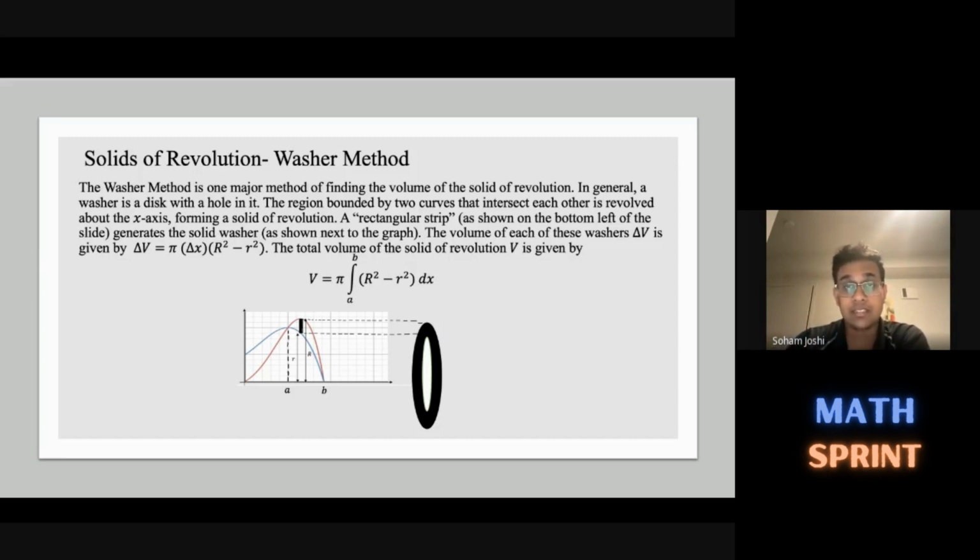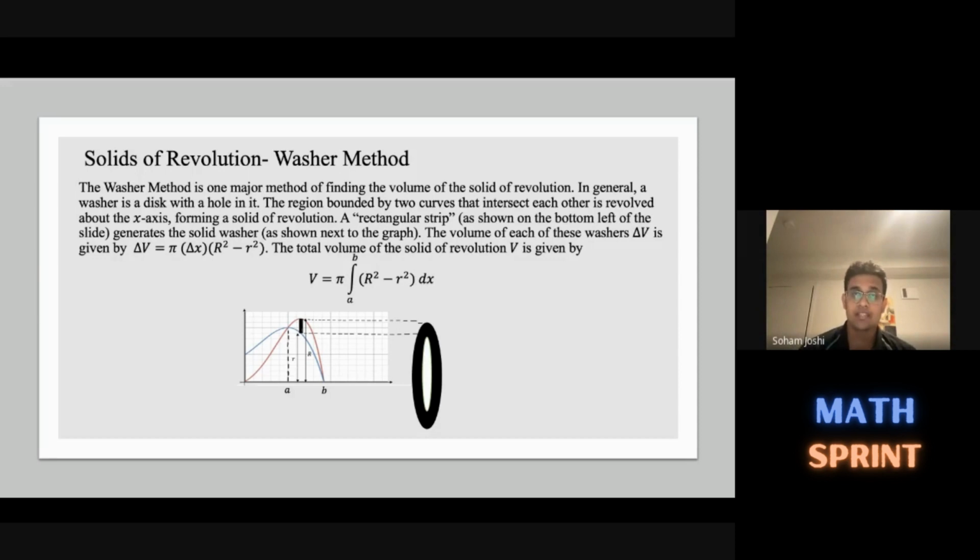So what happens is this one rectangular piece, which does not touch the axis of rotation, generates a sort of loop around the axis of rotation. And this loop is actually a solid washer. So the volume of each of these washers is delta V, and it's given by pi times delta x times uppercase R squared minus lowercase r squared.